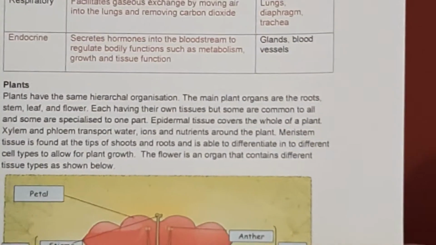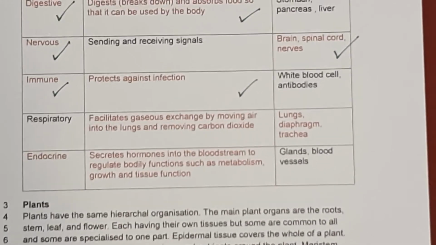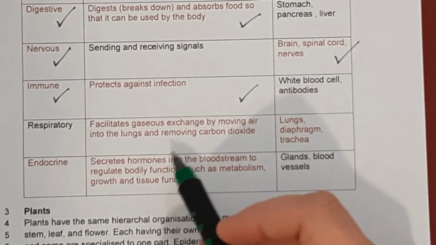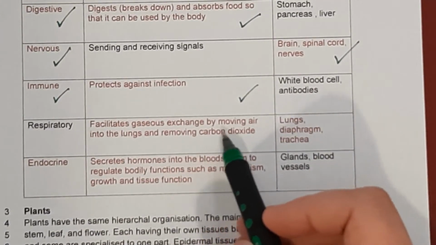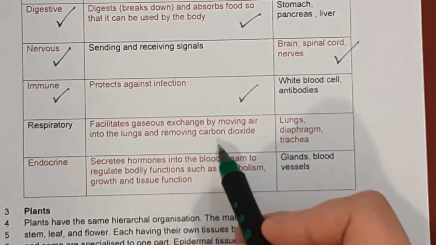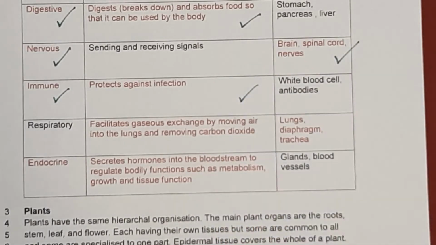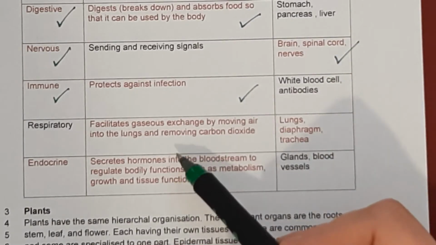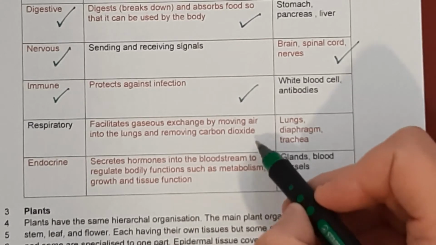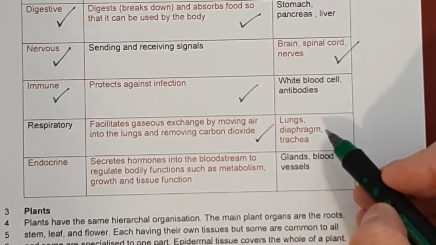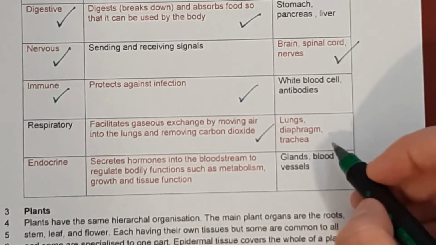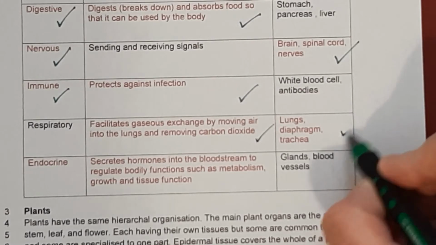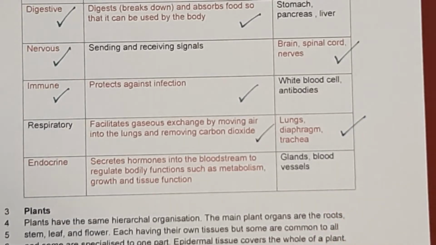Okay, so moving on, we've next got the respiratory system, which facilitates gaseous exchange by moving air into the lungs and removing carbon dioxide. If you've written something like that, that's fine. So the idea that it allows oxygen or air into the lungs and removes carbon dioxide. And the lungs, diaphragm and trachea are all organs that are part of this. If you've got one of those, that's fine, but please do add the additional answers to it.